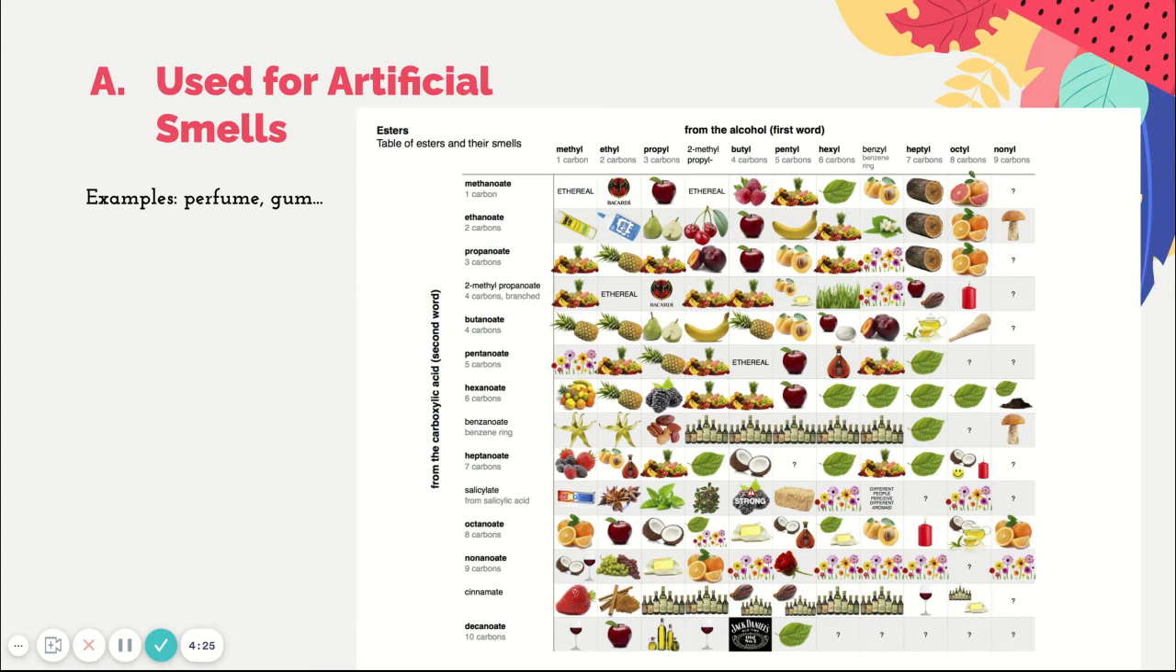So there's a lot of debate right now on this specific topic, and this is really why. It's because there's two ways to get esters. You can make them, or you can naturally extract them from where they naturally occur.